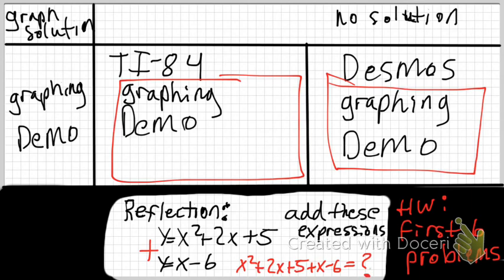So once you've found that, go ahead and write it in your warm-up right next to your answer to the original warm-up. When you've done so, raise your hand and let me know.